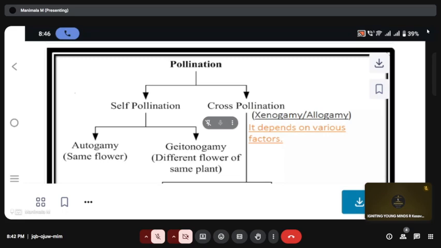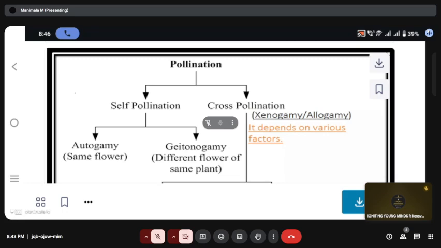Advantages of self-pollination. The parental characters are obtained or maintained. No need to produce large quantities of pollen grains. It does not depend upon the pollinating agents. It certainly ensures the seed production. Seed production will definitely be there, with no doubt. Okay?